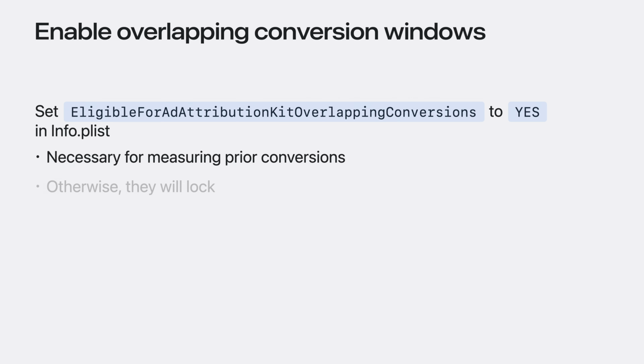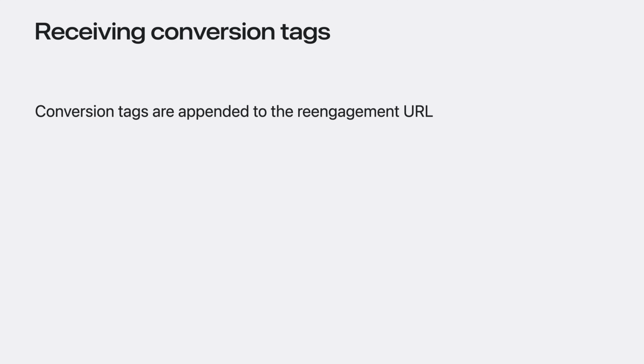Without this, prior conversions will continue to lock when they overlap, as they did before. Next, I'll show you how your app can get conversion tags. Once your app has opted in, conversion tags will be appended to the re-engagement URL that AdAttributionKit delivers to your app when a re-engagement occurs.